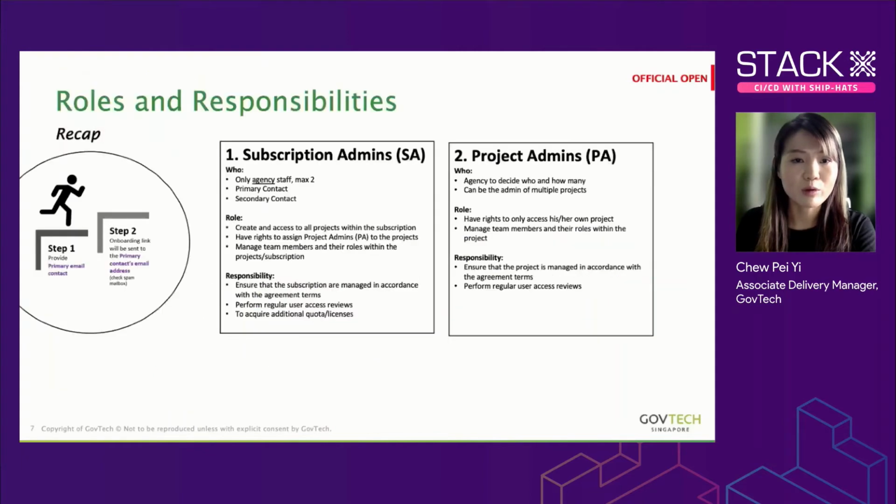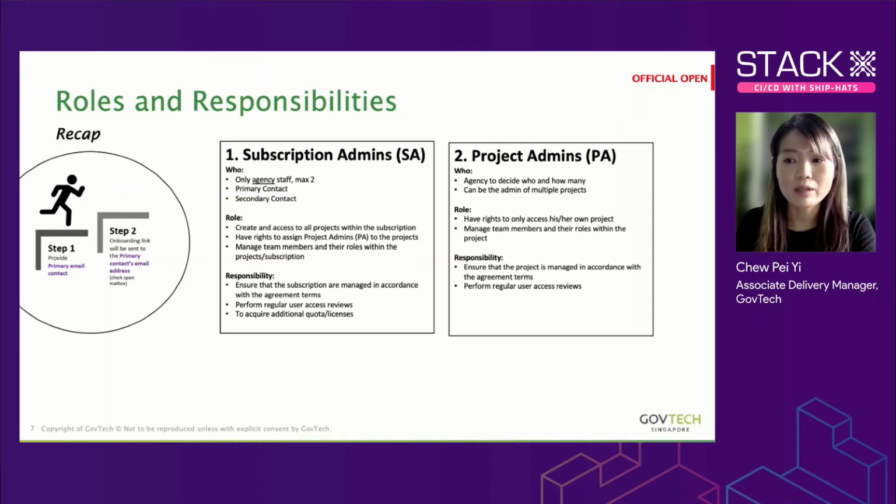We have come to the last portion of my presentation. Remember seeing those purple bolded texts in the previous slide? Those are the different roles that you'll be playing, either as an admin or a user. In every subscription, there can only be 2 subscription admins. These are your primary and secondary contacts that you have indicated in the onboarding form. They can only be agency staff, and they are the ones that we will liaise with for your subscription.